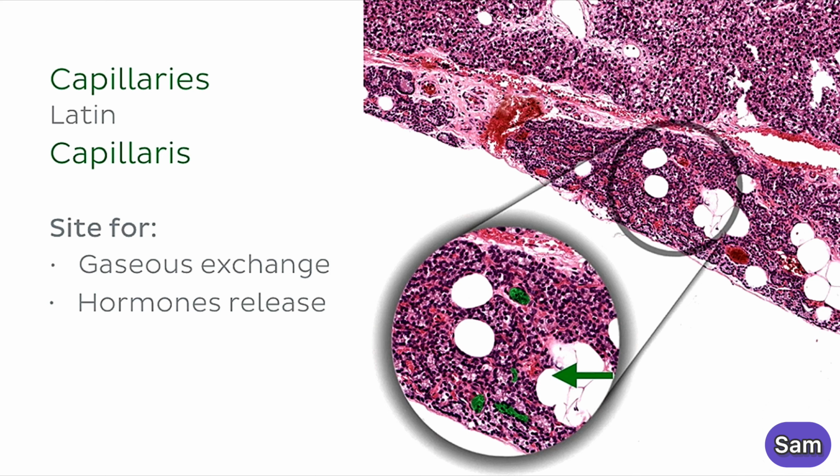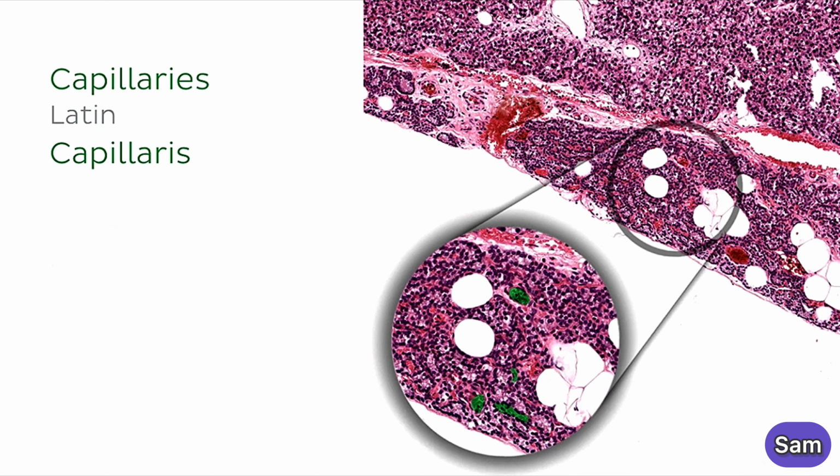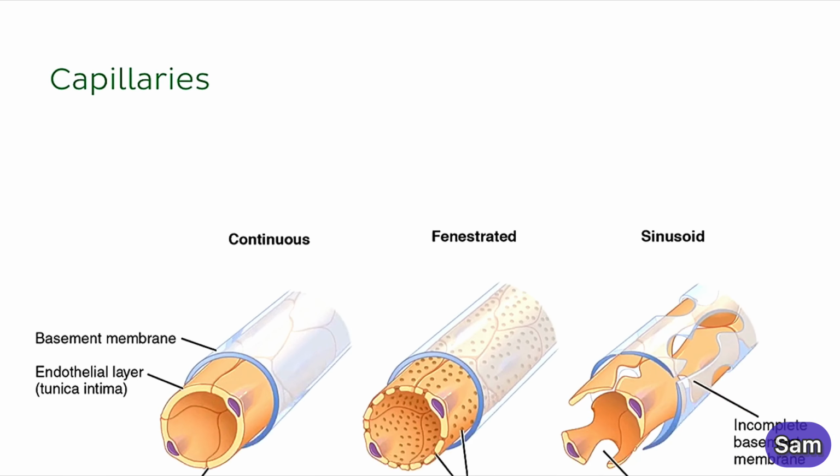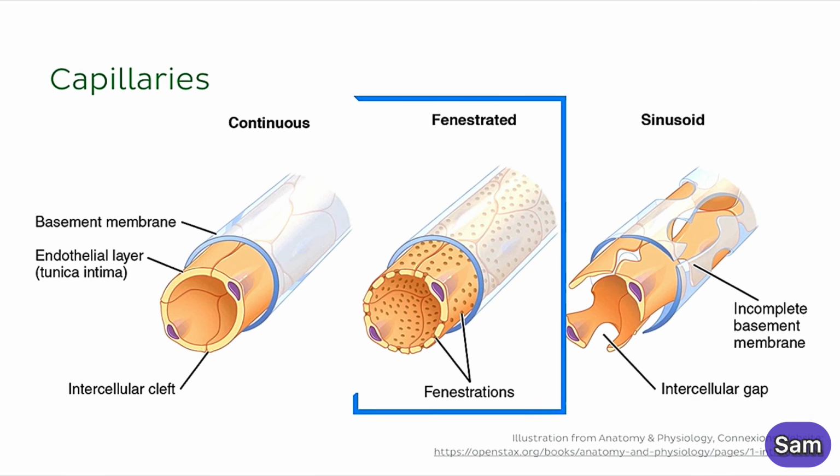You can see in the lower magnification part of the image, the capillaries are less defined. They have much thinner walls than arteries at just a single cell layer thick, so can be difficult to identify. However, if you can identify red blood cells on the slide, which stain bright red in H&E sections, this can help to find the capillaries. In the parathyroid glands, we find fenestrated capillaries, which are typical of endocrine organs, to ensure easy passage of hormones into the blood.